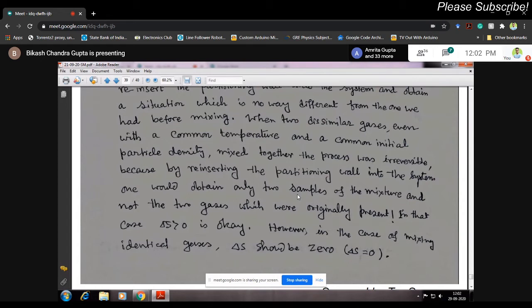Now you are just putting the wall back that you had earlier. Once you put the wall there, on the left side you have a mixture of the gases, and on the right side also you have a mixture of gases. Therefore, just by putting back that parameter, changing that parameter, you cannot retain your original system. You cannot go back to your original system. In that sense, it is an irreversible process.